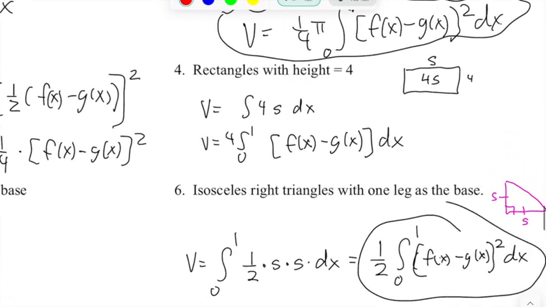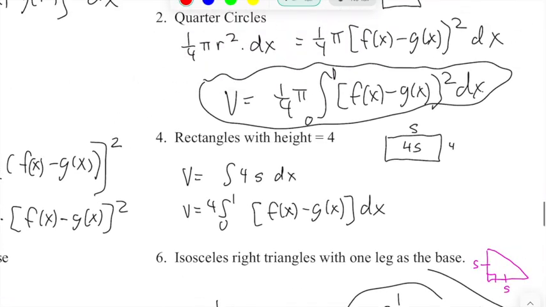And this is the only one that wasn't squared, because for rectangles, it's going to be the side times 4. So this area is 4s, and then the depth is dx. So it's 4s dx, so there is no square with the rectangles.